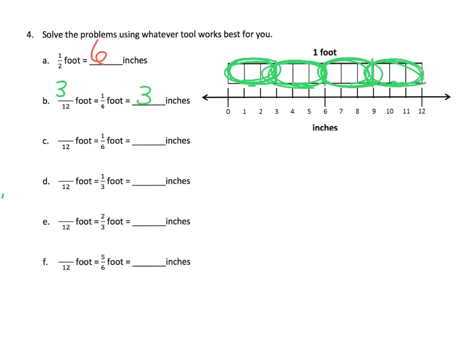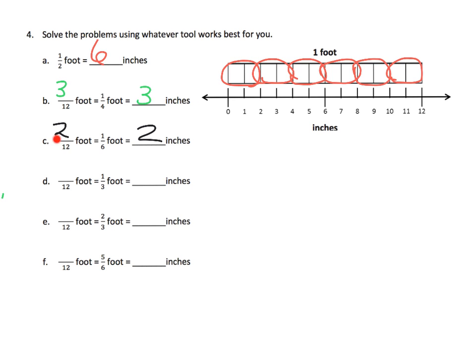All right, and that's the idea of how we're going to do this on this page. We're going to imagine taking our foot. In this case, it says 1/6 of a foot, so that means we have to cut our foot into 6 equal-sized pieces. 1, 2, 3, 4, 5, 6, and we see that each 1/6 is 2 inches. So that gives us our answer of 2 inches.